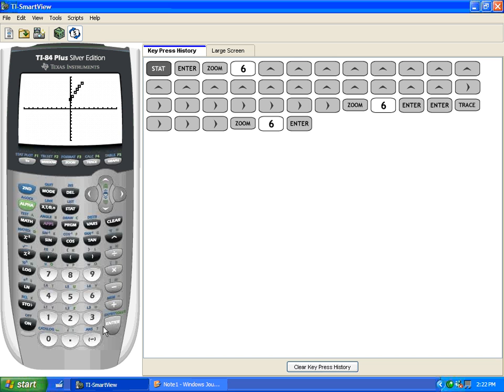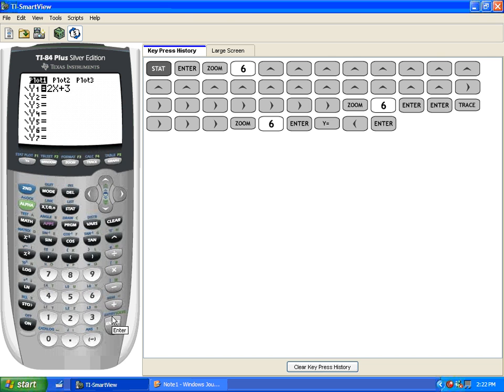Okay, now the rule that I used to get this was the rule 2x plus 3. That's what is generating those ordered pairs. Now if I go back and turn that graph on, when I graph that line, you can see that every ordered pair is on the line, and therefore the line actually consists of an infinite number of ordered pairs.